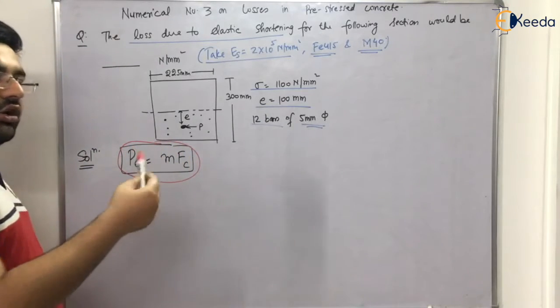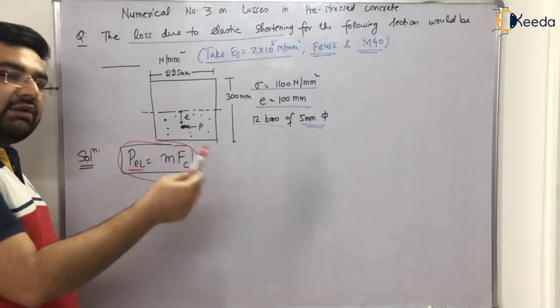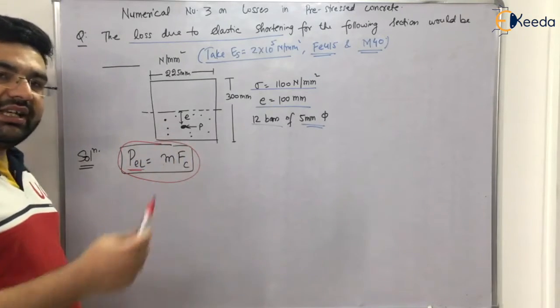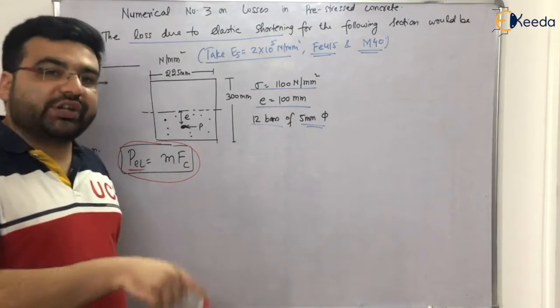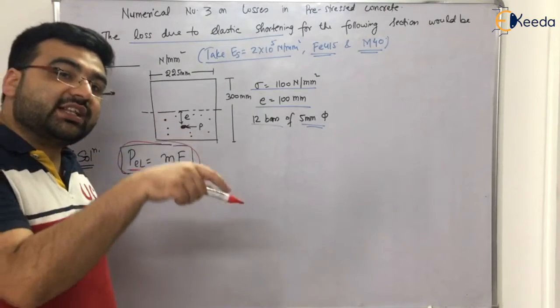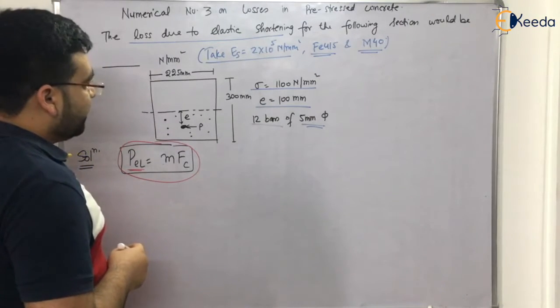If you want to determine load, you can determine load. If you want to determine stresses, it will be the loss equals modular ratio m into sigma C, right? What is sigma C or fc? It is the stress in the steel at the level of concrete. Okay, so let us now solve it.